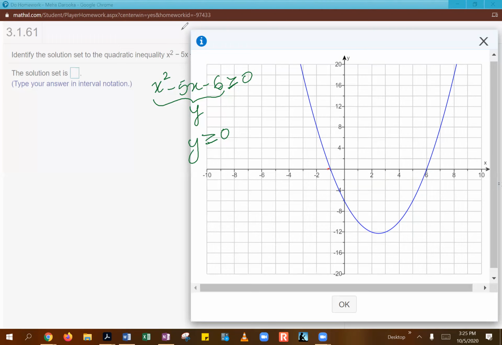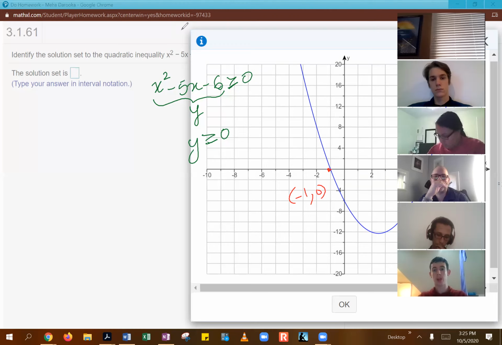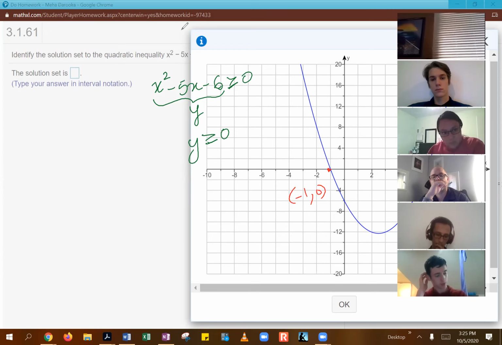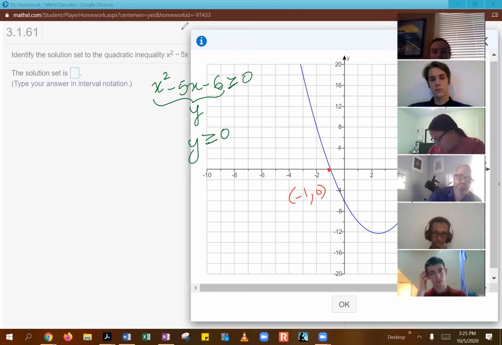Okay, so this point here is going to be the ordered pair -1, 0. And this point over here, of course, will be the ordered pair 6, 0. So if you had to identify your interval, and remember, interval is always in terms of the x values, at which interval would you say your y value is greater than or equal to 0? What would those intervals look like?